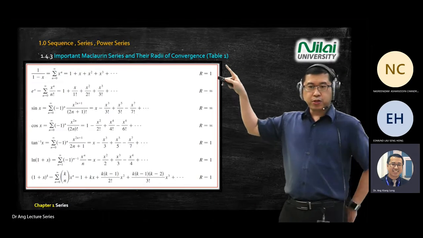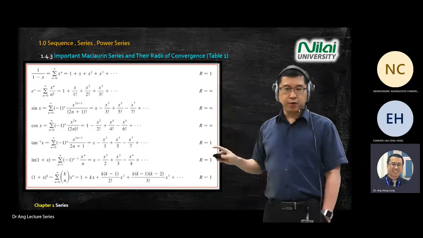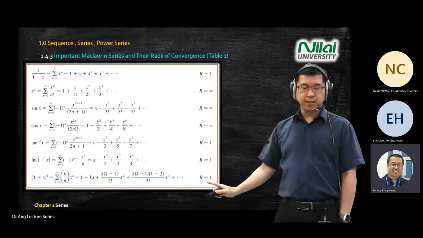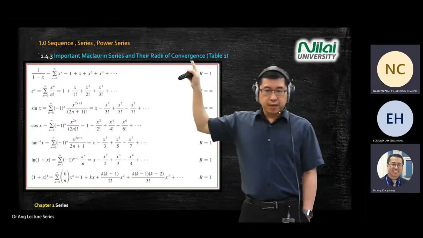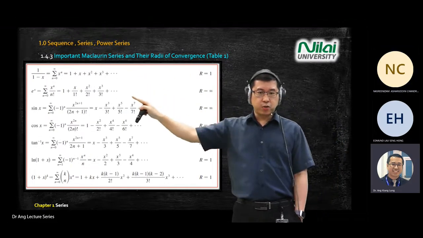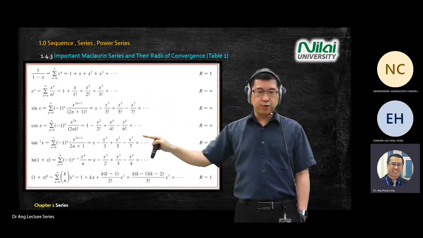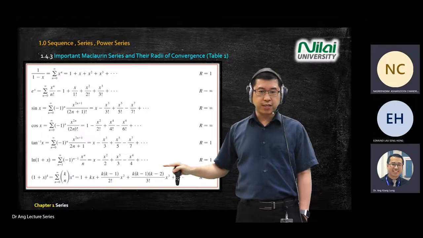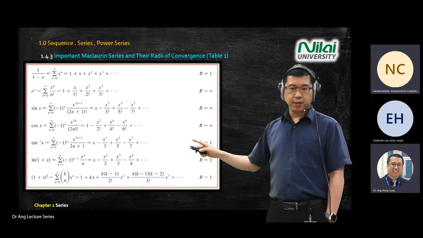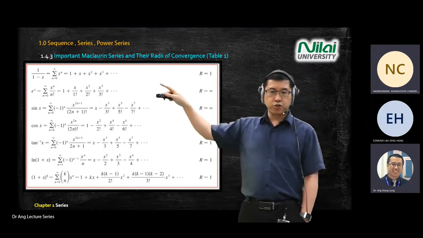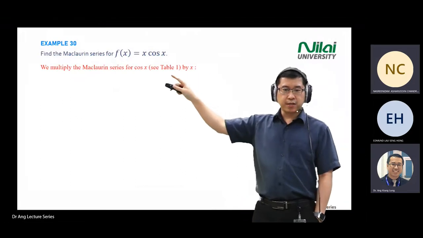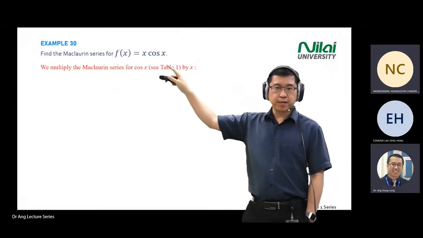We introduce you table 1. For those watching on YouTube, you can fast forward because I'm going to repeat the same content. Table 1 gives you equation 1, equation 2, equation 3, equation 4, equation 5, equation 6, equation 7. This is a very convenient table. When you look at the question, you just choose accordingly. I repeat explaining question 13.